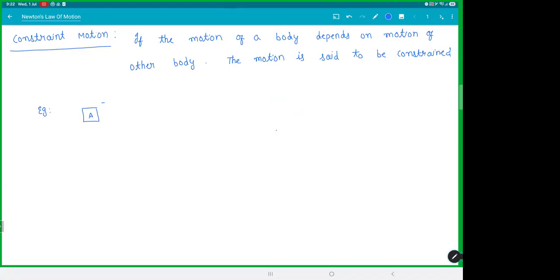let's say we got a block A here, and let's say this is going with VA, 5 meters per second. There is some other random block here, B, and this VB can be anything. B doesn't care what A is doing, right? So here motion of A is independent of motion of B. So this is not constrained.